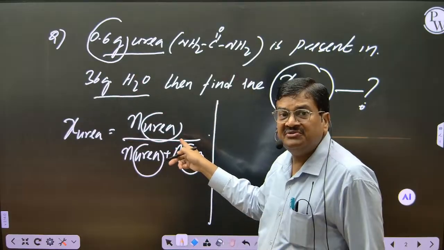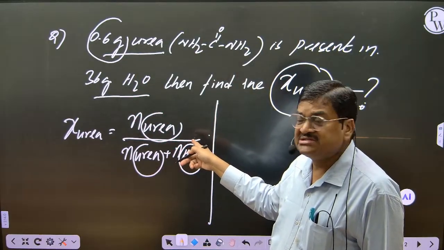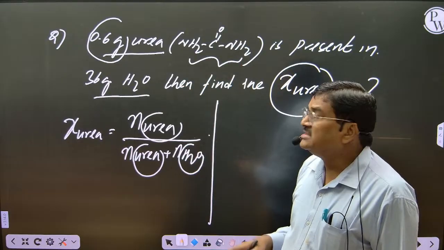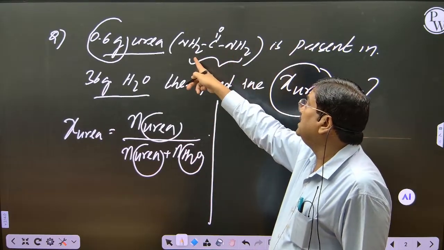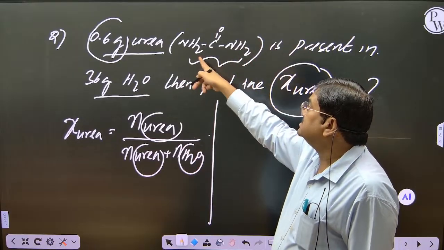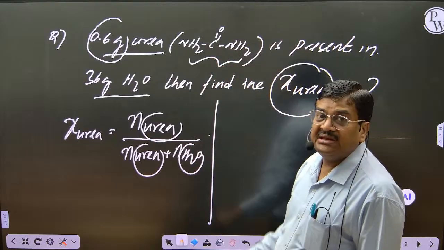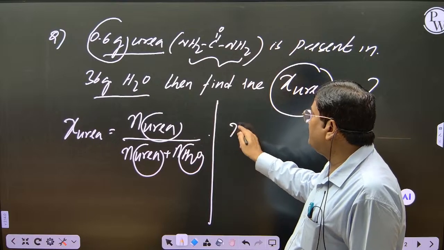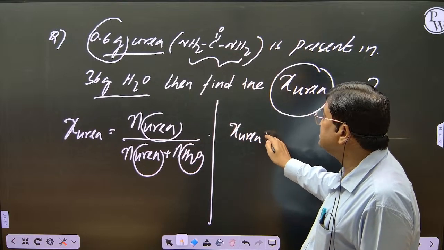Number of moles, we learned in the mole concept in the previous class. Now find out the molar mass of urea. How much does it come? 14 into 2, 28, 28 plus 4 from hydrogen. 28 plus 4 plus 12 plus 16. Add the atomic masses, you will get 60. So check whether you are getting 60 or not.